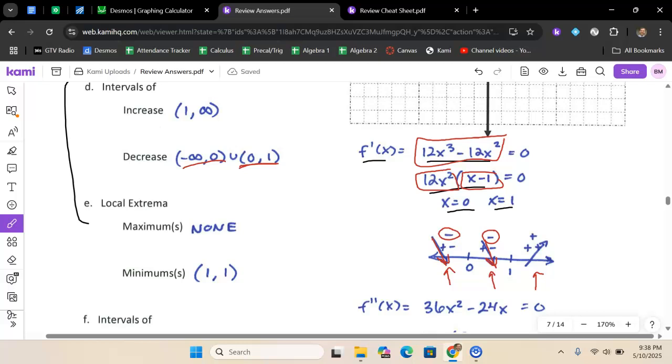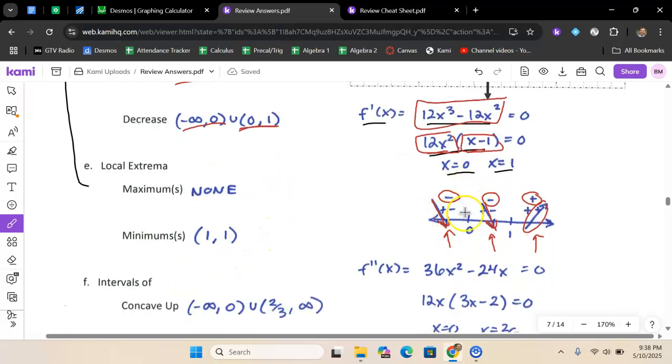And if I plugged in, say, 2, I get a positive times a positive, which would be positive, which means my graph is increasing, and that's this part here. And then local maxes and mins, anytime that you switch from increasing to decreasing, or vice versa, you're going to have a max or a min.